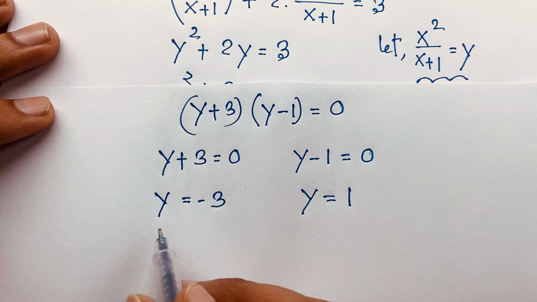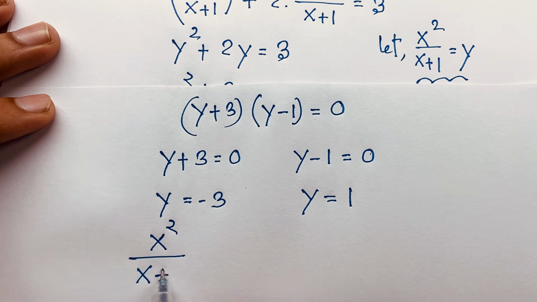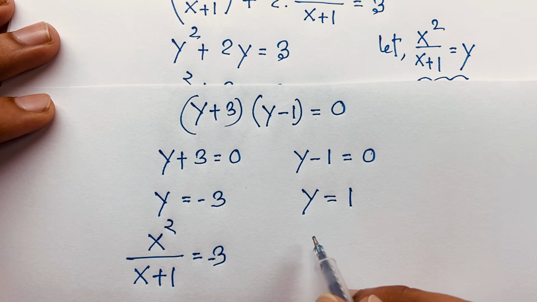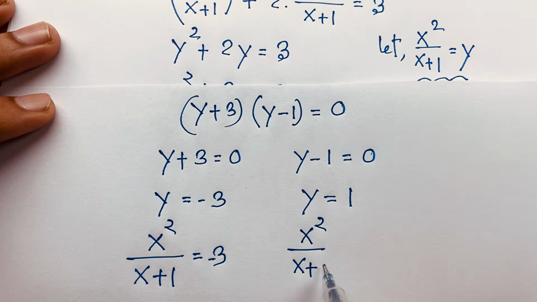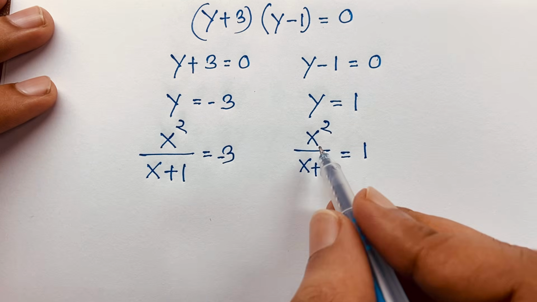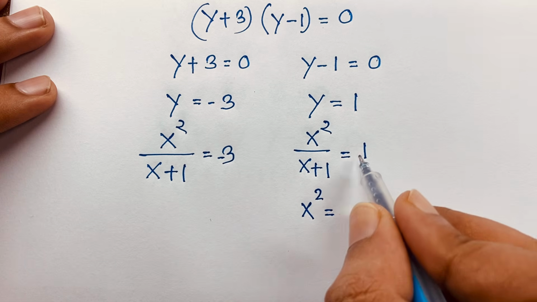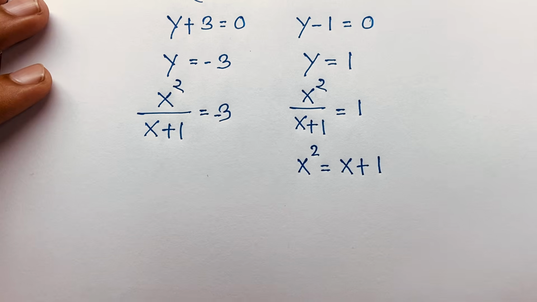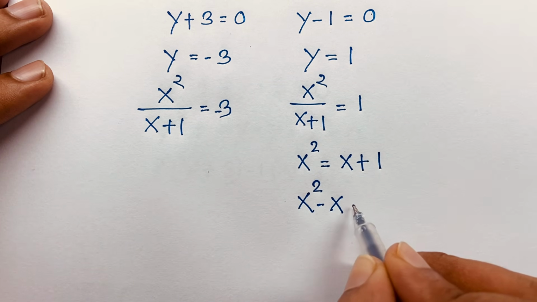So you can say this expression will be x to the power 2 over x plus 1 is equal to minus 3, and this is x to the power 2 over x plus 1 is equal to plus 1. Then you consider this times 1, it will be x to the power 2, and this 1 times this, it will be x plus 1. So we find a nice quadratic equation which is x to the power 2 minus x minus 1 is equal to 0.